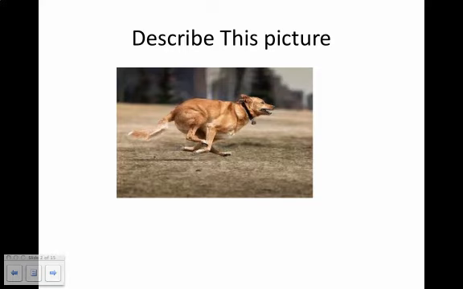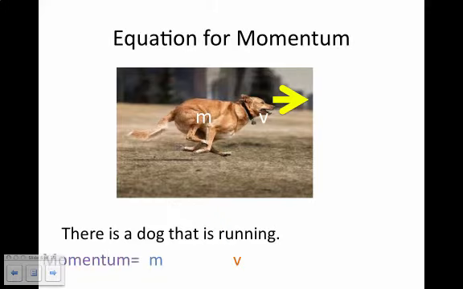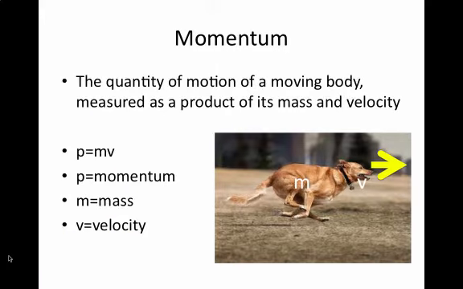So, if I were to show you a picture of a dog running in the park, think about how you would describe this picture. One way is to describe it just the way I described it. There's a dog that is running. Now, from this simple sentence, we can determine the equation for momentum. We have a dog with a mass, and the dog is running. Velocity. With these two variables, we can determine that the equation for momentum is mass times velocity.